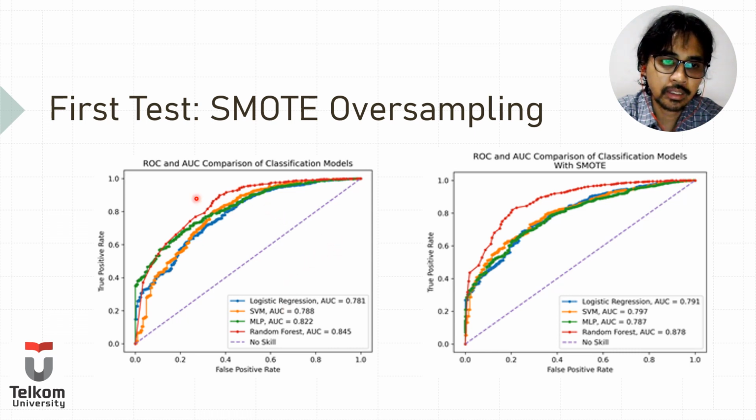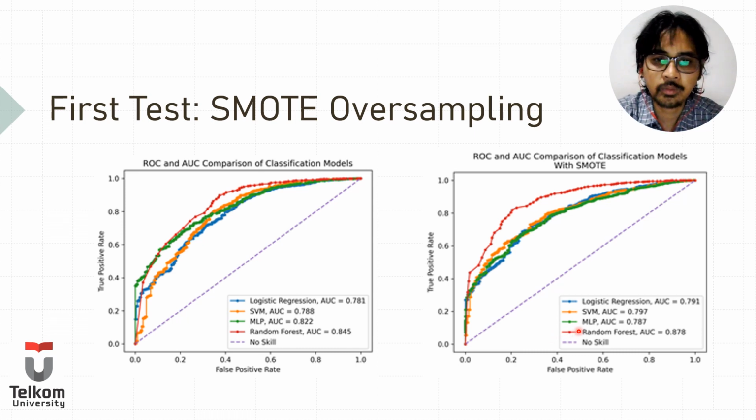On the left side are the models without SMOTE, and on the right side are the models with SMOTE. Here we can see that SMOTE increases the performance of logistic regression, SVM, and random forest. However, it does not increase the capabilities of MLP. Also, we can see that in both scenarios random forest has the most optimum results, and the most optimum result of all of them is the random forest with SMOTE.